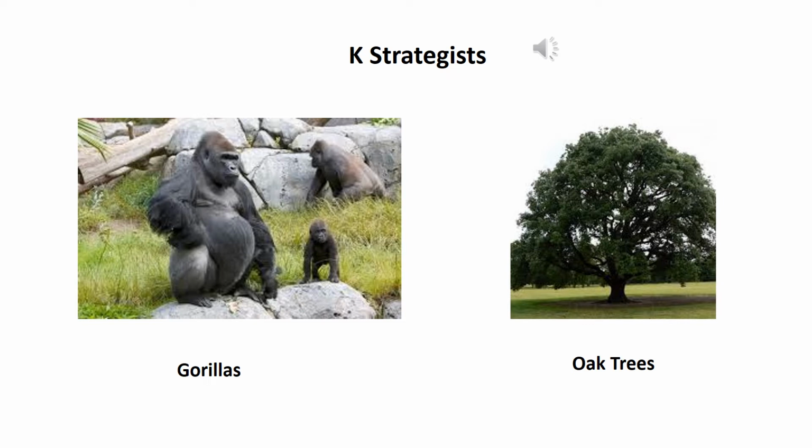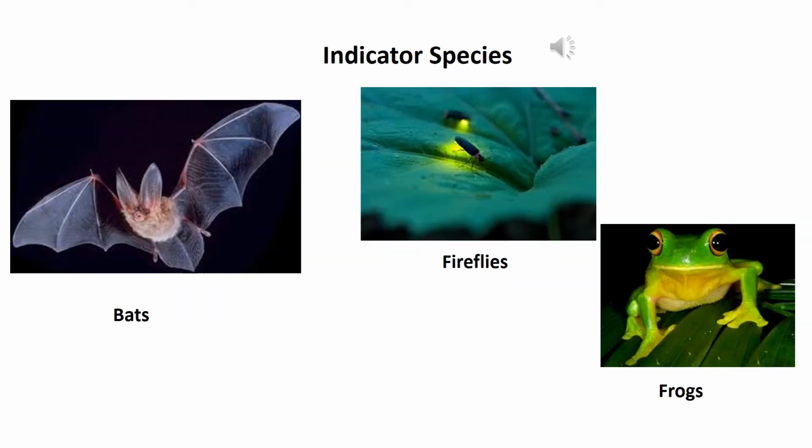In fact, the gorillas are very much like human beings. The children don't leave till about age 13 or 14, and still they stay within the family. So these are K strategists. They stay with the parents for a long time until they're ready. Oak trees, as we said before, will live a very long time, produce lots of seeds. Only a few will turn into future trees.